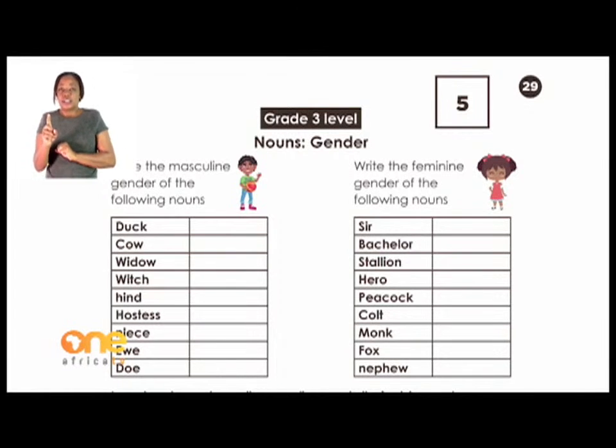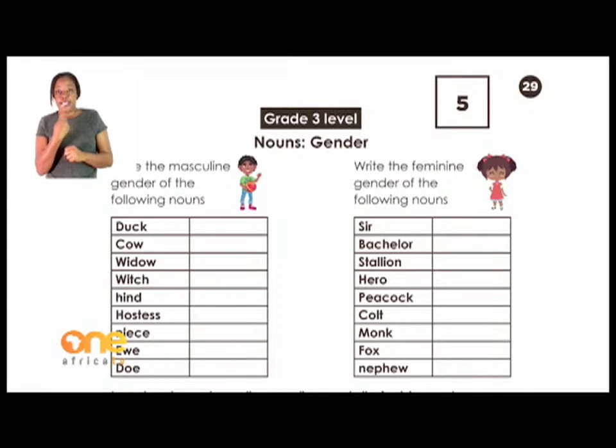Stallion refers to a horse, which is a male. It's a stallion. What about the female horse? We say it's a mare. Now I want you to find out also the rest of the words here.